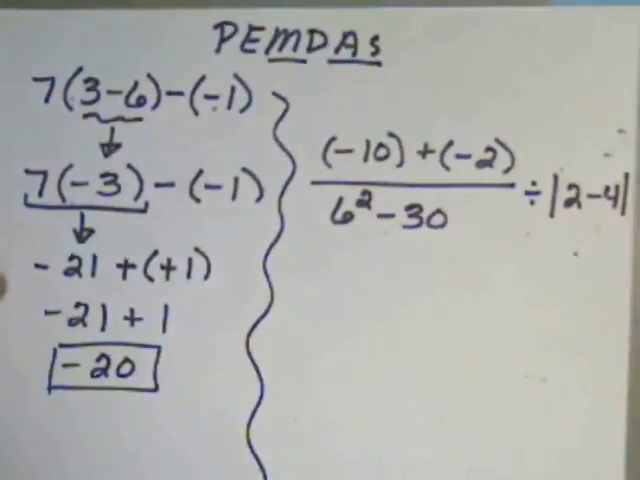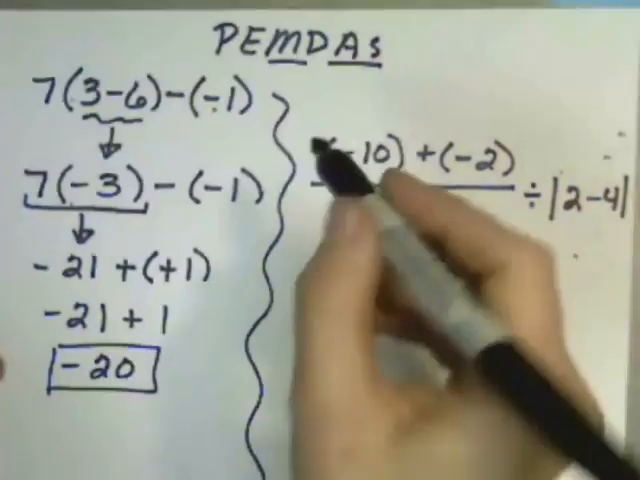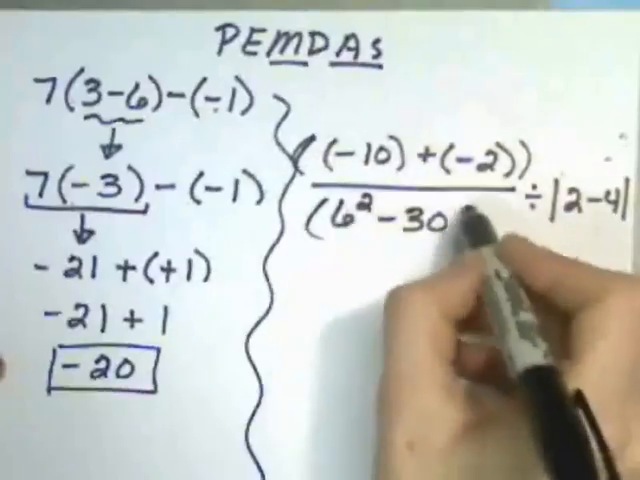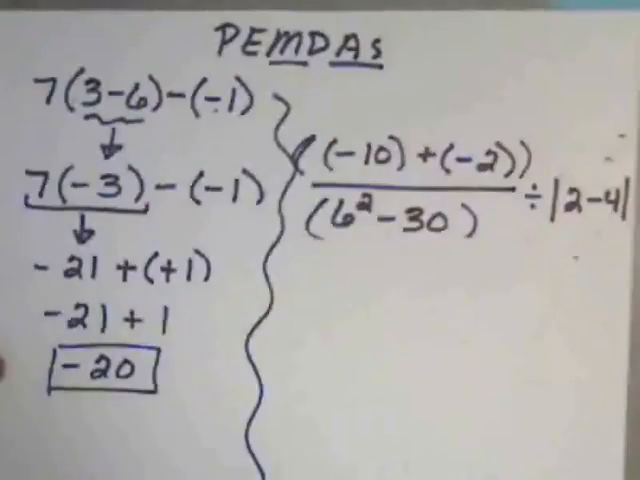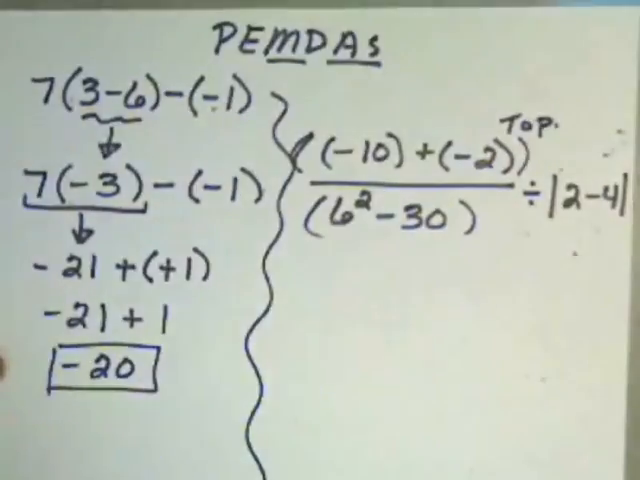So looking at this, the first thing you ask yourself: do I have any grouping symbols? Any parenthesis type stuff? And actually you do. When you're looking at a fraction bar, remember that does serve as a grouping symbol. All of this stuff on top goes together and all of this stuff on the bottom goes together. So what we're going to do first is deal with the top. Then we'll go back and work the bottom.